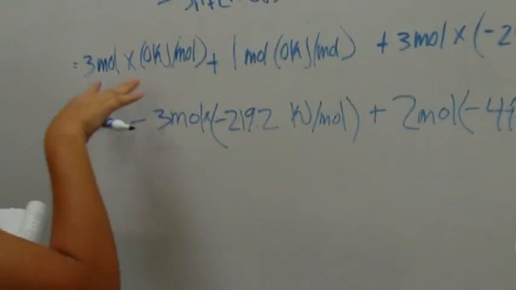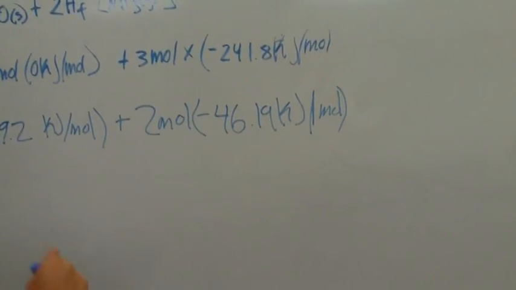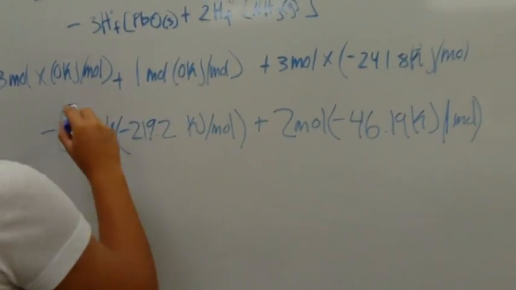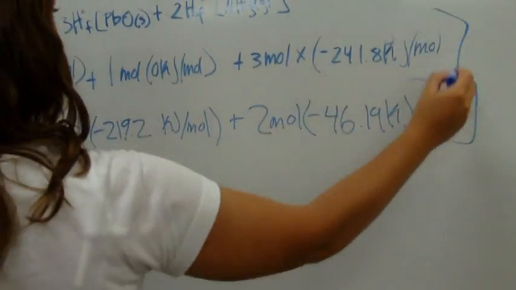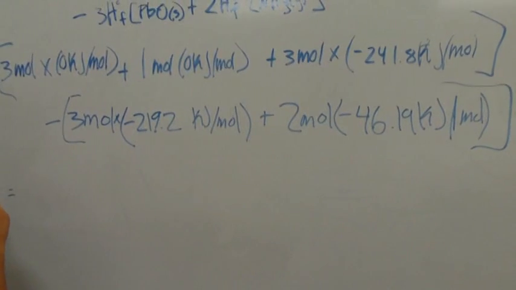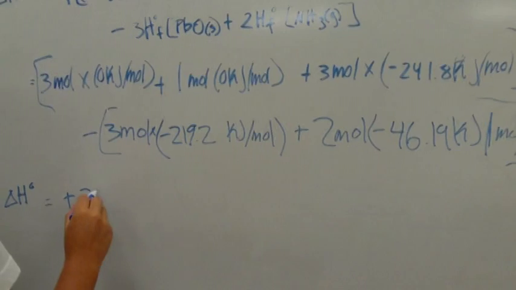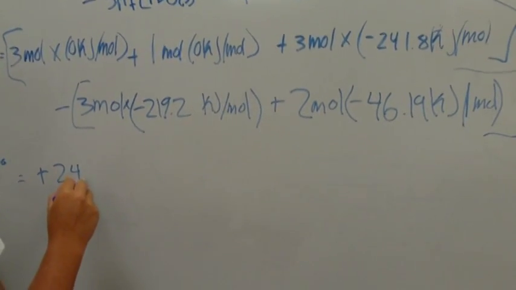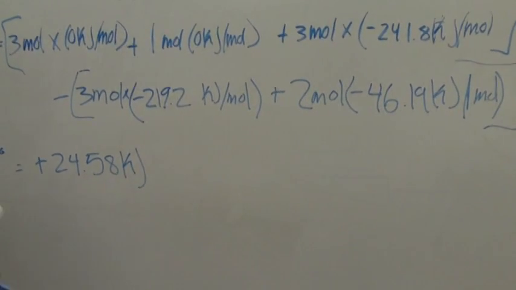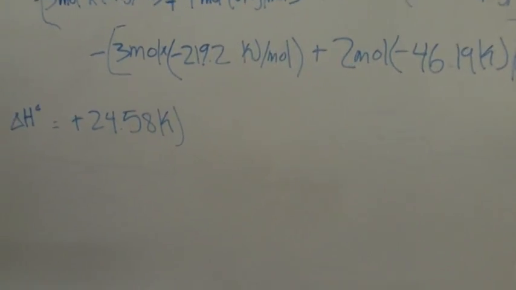Alright, so plugging in these values, 3 times 0, 1 times 0, all of that minus by this right here. This is our reactants. These are our products. Delta H ends up being positive 24.58 kilojoules. And so from that, we're going to use that to find the change in internal energy, which is delta E.